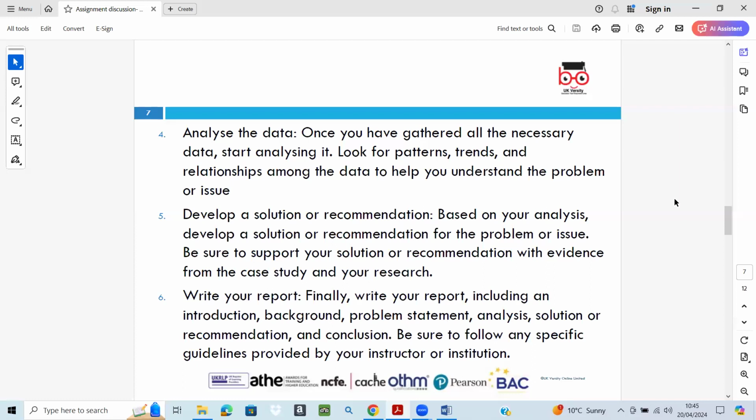The report should start with an introduction that sets up the case study and the problem, then include a background section to provide context. Then the problem statement should clearly outline the main issues, followed by the analysis section, and then our solutions or recommendations. We should always end with a conclusion that summarizes our findings and implications. Each section has its role, and ensuring a logical flow from one section to another helps maintain clarity and strengthen our argument.